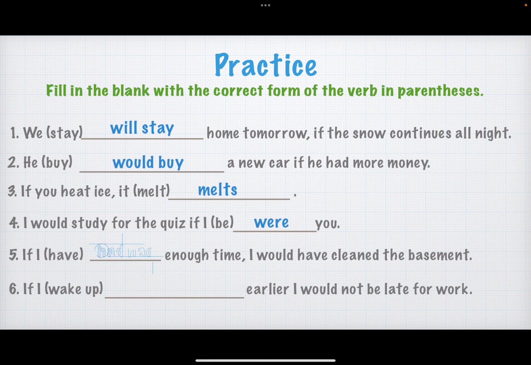And number 5, if I had had enough time, I would have cleaned the basement. And yes, that is correct, had. So this is the unreal conditional for the past, or the third conditional. So I need past perfect in my conditional clause. And had is my helping verb, but it's also the third form of the verb have. So using had is actually correct because it's both the helping verb and the third form of the verb.